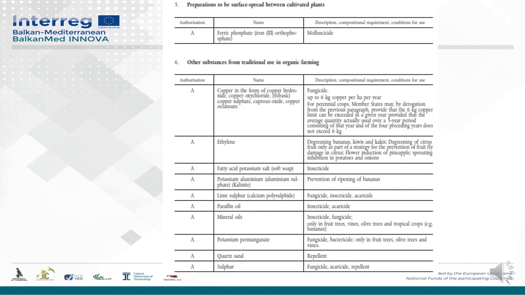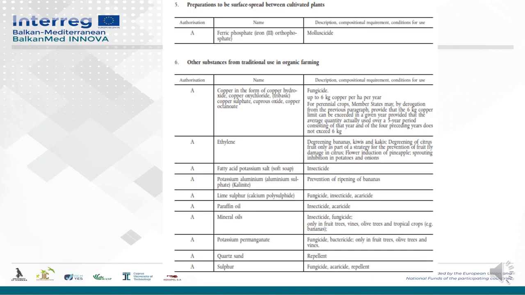A preparation to be surface sprayed between cultivated plants. The one listed is ferric sulfate, which is iron 3 orthophosphate. It is used to control mollusks.